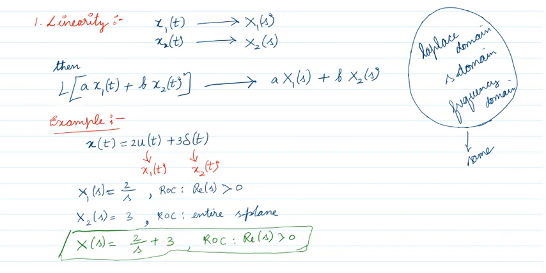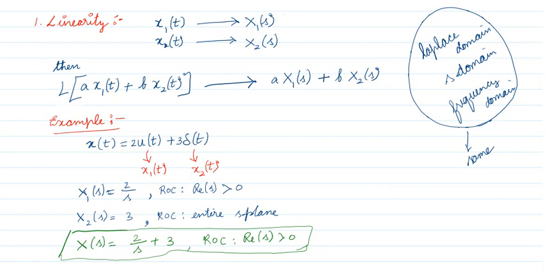Now look at the ROC. For 2 by s, the ROC is real part of s greater than 0, since u of t is a causal signal. For impulse signal, the ROC is the entire s plane. Now, when I add these two, it should be common to both regions. So what is common? Greater than 0 and entire s plane. So for the given x of t, the Laplace transform is 2 by s plus 3. The ROC, which is common to these two ROCs, is real part of s greater than 0. So I have solved this problem using linearity property.